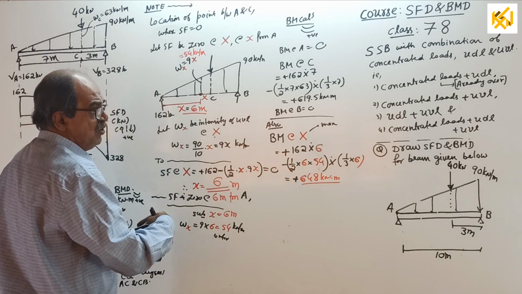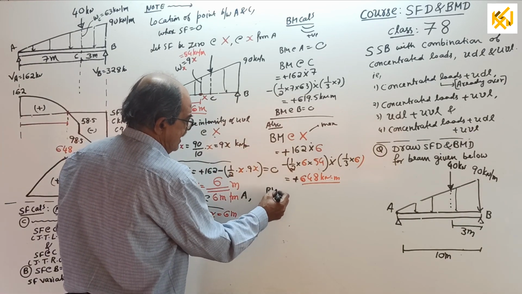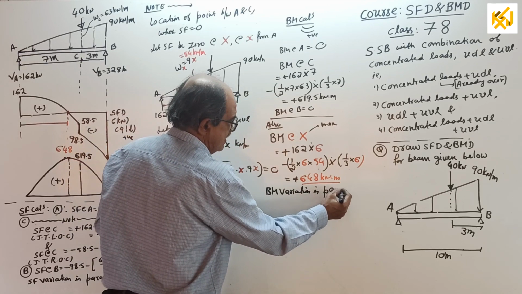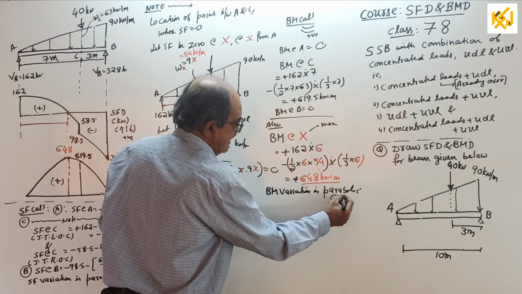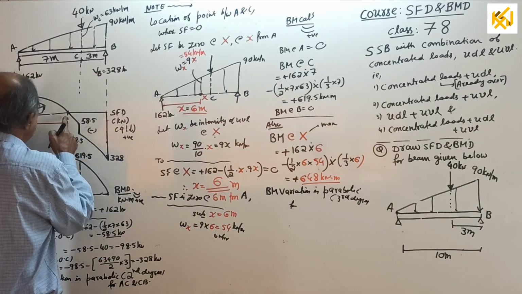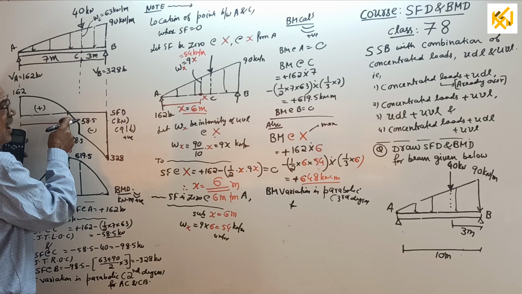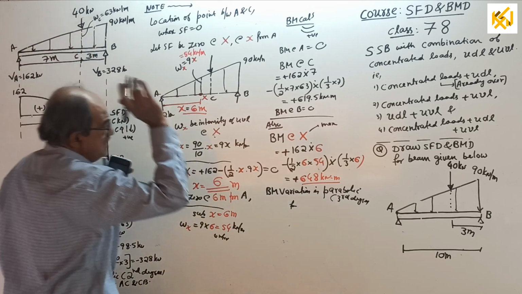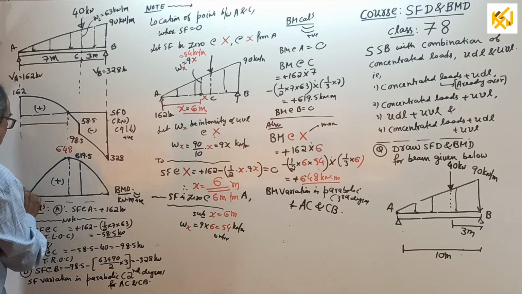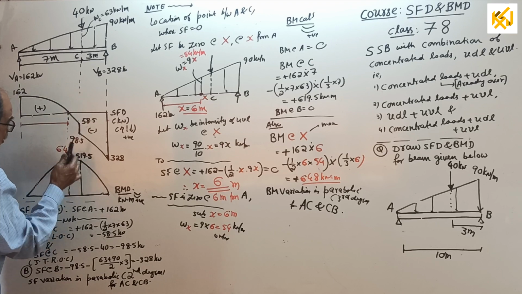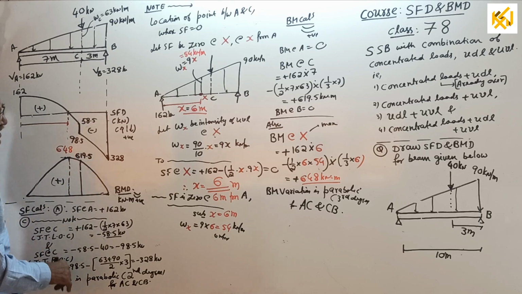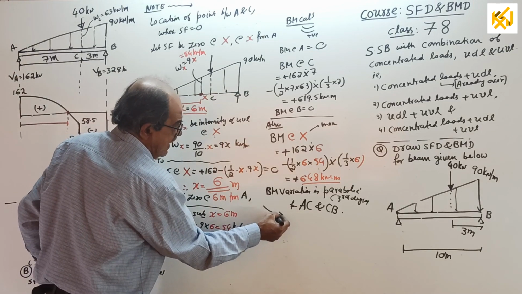Now, lastly, BM variation is parabolic, of what degree? Third degree. Some will tell from A to this point, this point, this point. No, this point is not a standard point. A to C, single curve for AC and CB. From A to C, simply one smooth curve should come. This is a peak value. If I draw a tangent here, slope 0. When you reach here, it will come to 619.5. Okay, over. Now, go back and draw BMD.